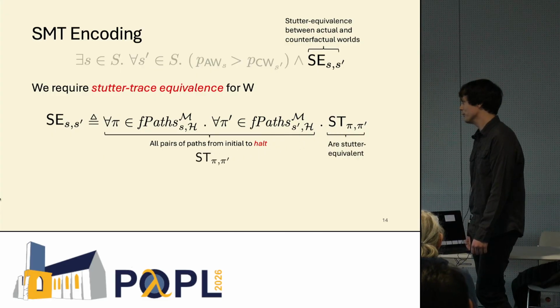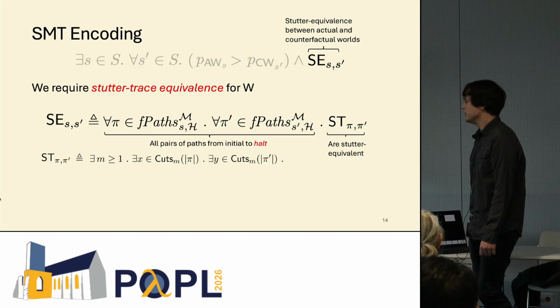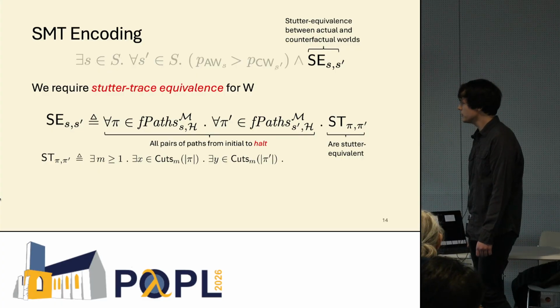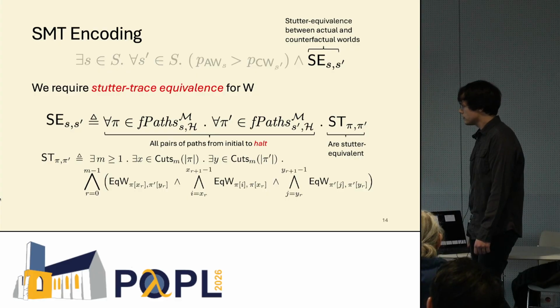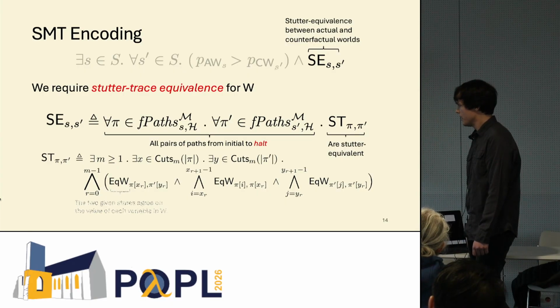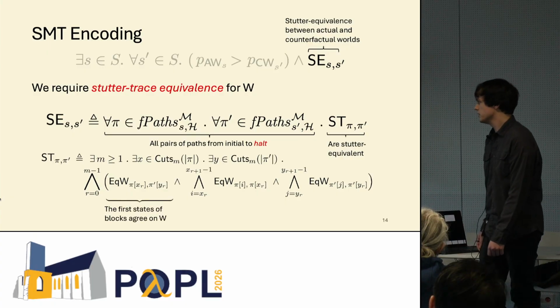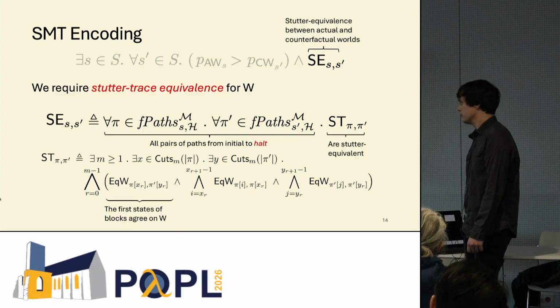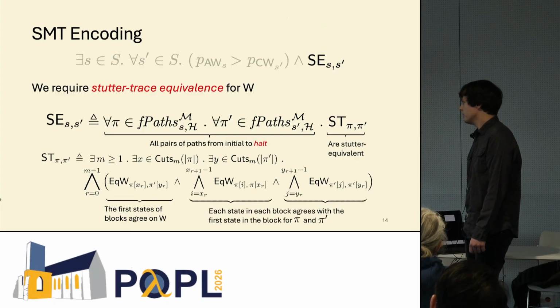And in order to encode that, essentially what we do is we partition each trace into a number of contiguous blocks in which we require each state to be equivalent on W for every variable within W. And this first term says that the first states of each of these cuts is going to agree on W with each other between the actual and counterfactual world. And then each state in each block will also agree with the first state in its own block.